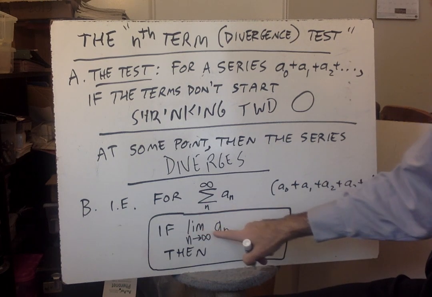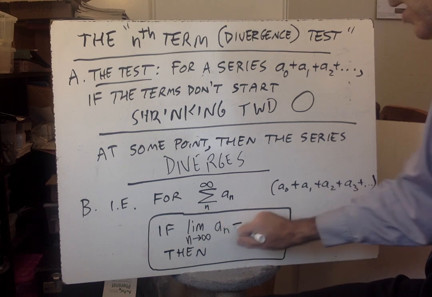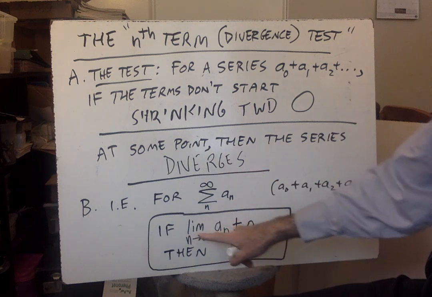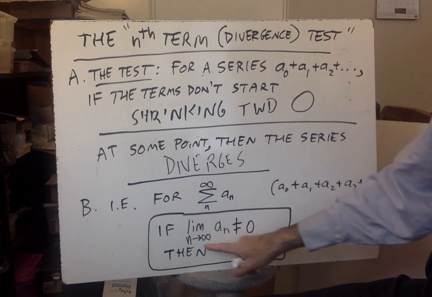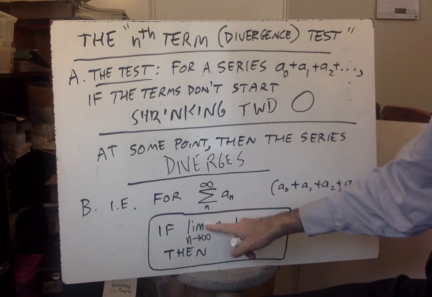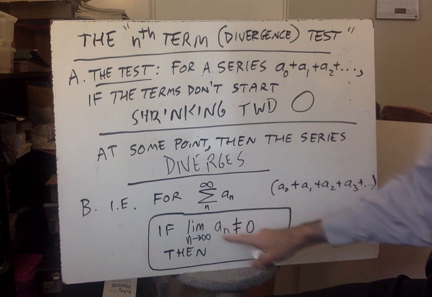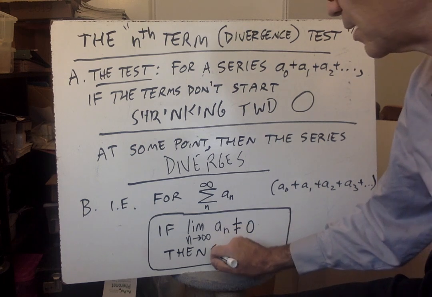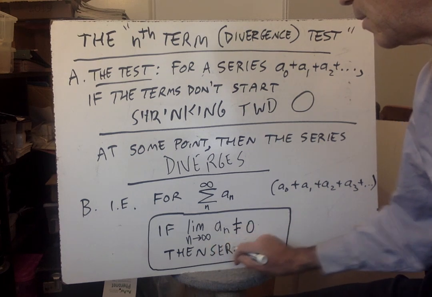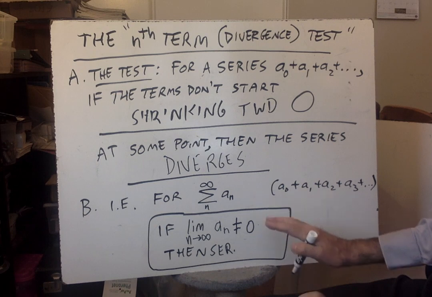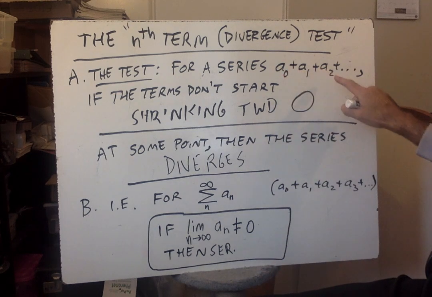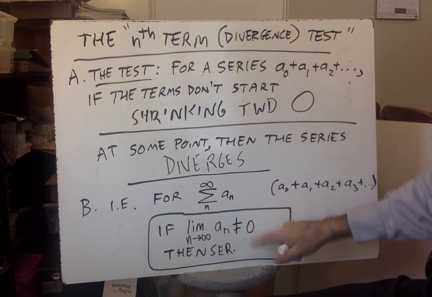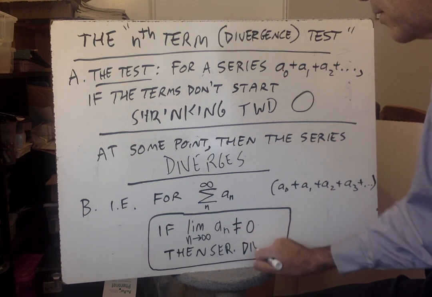If the individual terms do not approach zero, see, this is in English, this is how you write it in math. You look at the individual terms, you let n get bigger and bigger, and you look at the limit of what the terms are approaching. And if that limit is not zero, then the series, we don't say the terms diverge, right? They're two different things, what the terms are and the series as a whole. So if the individual terms do not approach zero, then we say the series diverges.